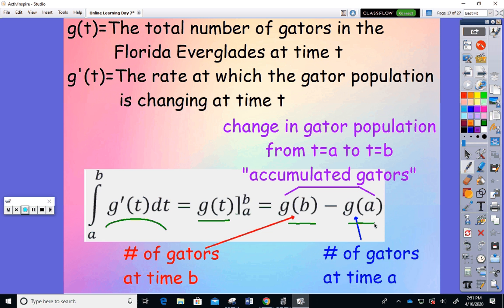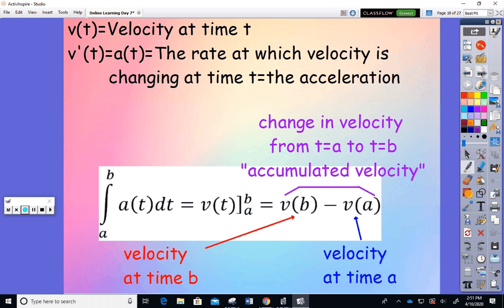So G prime is a rate. G of B minus G of A is an amount. Okay? That's really important. Amounts, you never say like miles per hour. It would just be miles. So we've got to make sure that we know what units to apply when you're asked to interpret an answer in the context of a problem.